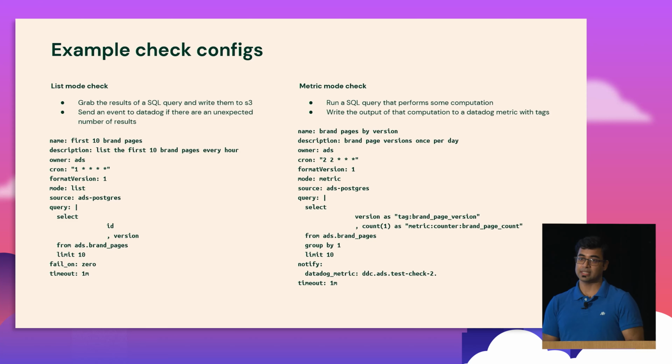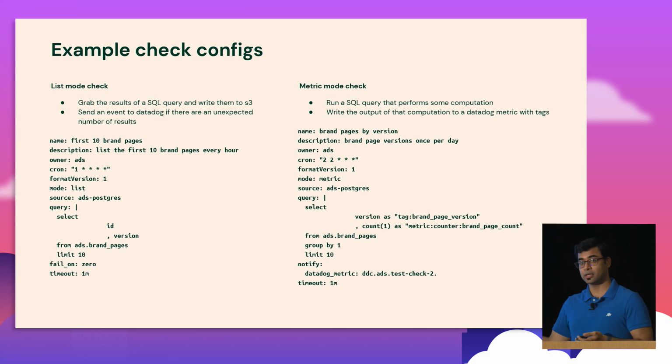So a list mode check simply runs the SQL, grabs a bunch of data, and then you decide what the failure condition is. So you write a piece of SQL code saying, hey, list me all the IDs and versions of the different brand pages I have in my ads table. So if this returns 0 rows, which means there's an error somewhere, this has to fail and then alert. And you decide what the alerting means. Or you could say that, hey, if I get more than 100 pages, that is also an error. So you decide what condition you fail on.